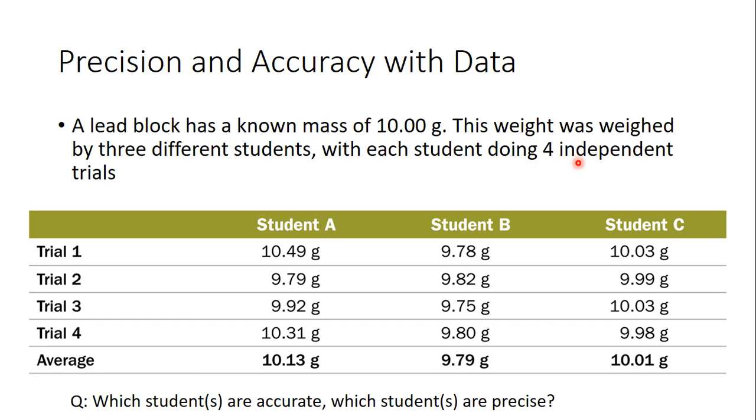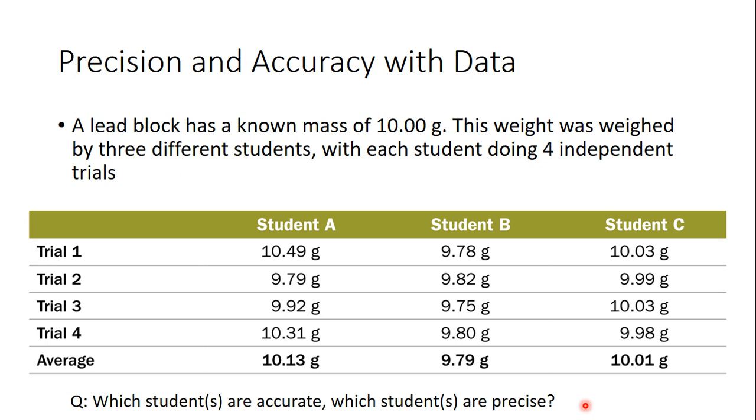Now here we have 3 different students measuring out a lead block, and the lead block has a known mass of 10 grams. And what I want everybody to do is look at the data for these students A, B, and C. And the question is, which students do you think are accurate and which students do you think are precise? So I want you to pause the video and come up with those answers.